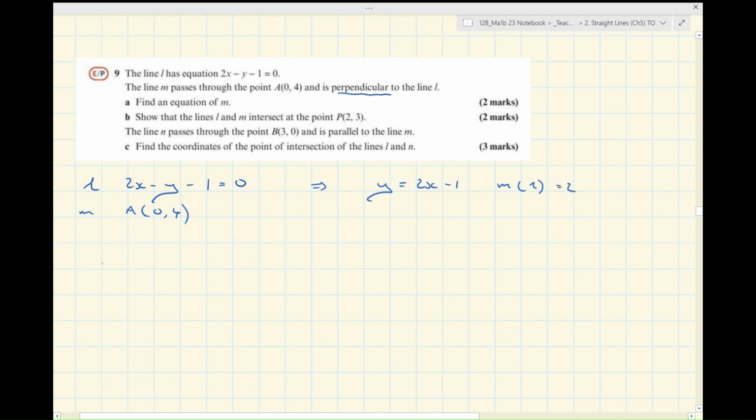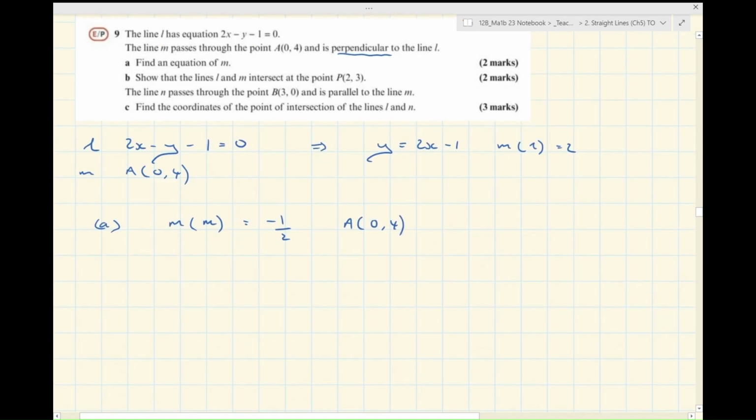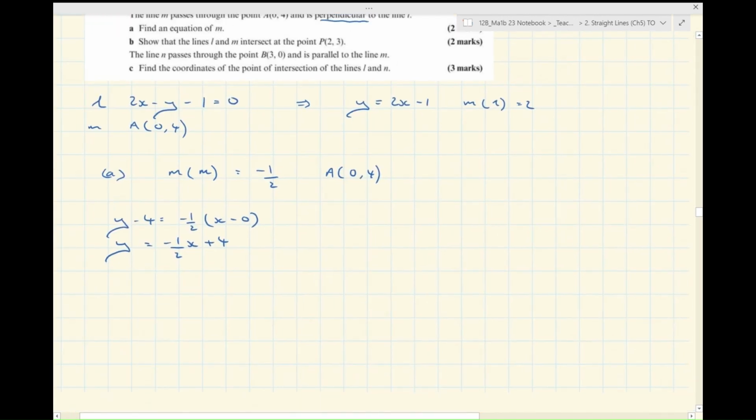So the line M, for part A, my line will have a gradient. The gradient of M is the negative reciprocal of 2, and it goes through the point A. So its equation is y minus 4 equals minus a half, x minus 0. So that is y equals minus a half x plus 4. Right, so that's the equation of M.